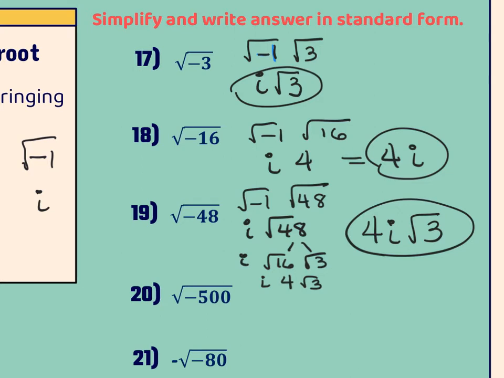And again, if you didn't realize 16 was a perfect square, then you could keep breaking it down: 4 times 4, 2 times 2 times 2 times 2, and then make your pairs. Whatever's going to work for you.